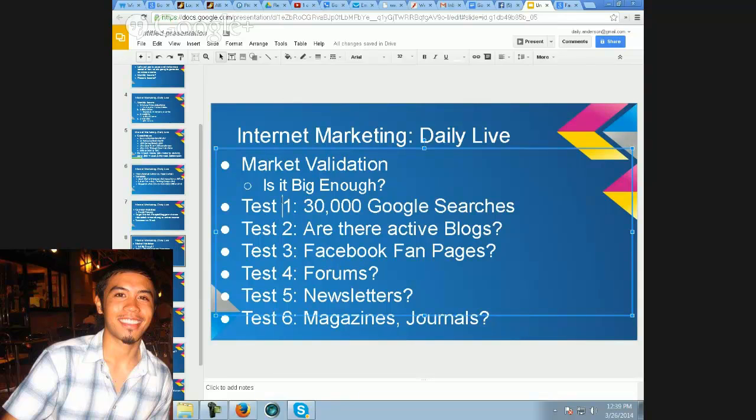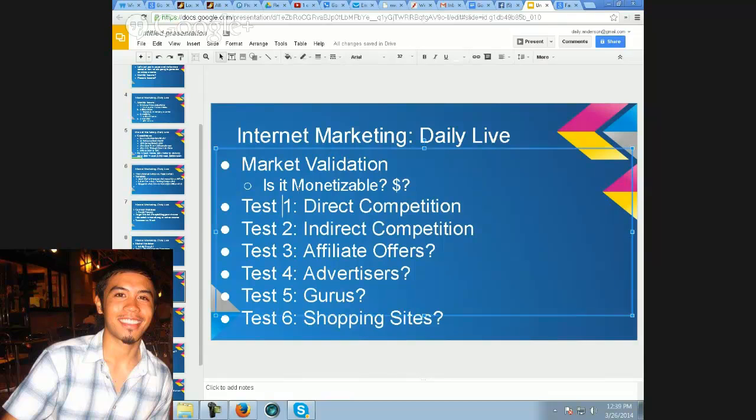Once I've taken it through the big enough test, evaluating the size of the market, the next question I want to determine is, can I make money off of it? Is it monetizable? If you can't make money off of it, then the whole make-money-blogging website is not going to work. So is it monetizable? Can you monetize your hobby, your passion, your interest, or the niche that you are in? Now, how do I know if it's monetizable? These are the factors that I'm looking for.